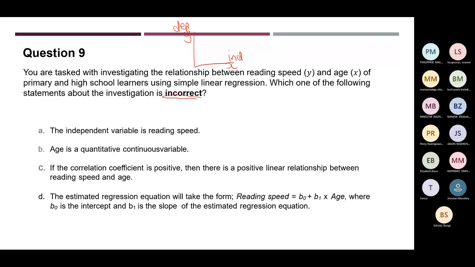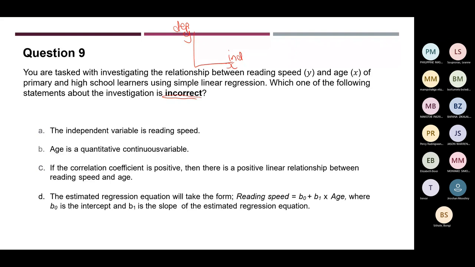A, the independent variable is reading speed. Look at the graph. Tell me if it's correct. B, age is a quantitative continuous variable. Can we count age or do we measure age? We did this. We studied unit one. C, if the correlation coefficient is positive, then there is a positive linear relationship between reading speed and age. Is that correct? Is it how we interpret the coefficient of correlation?